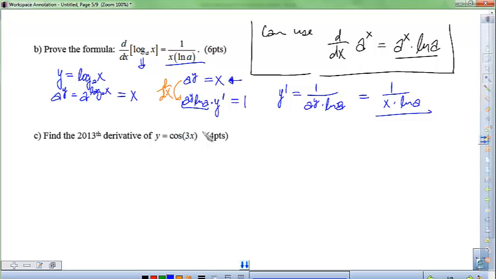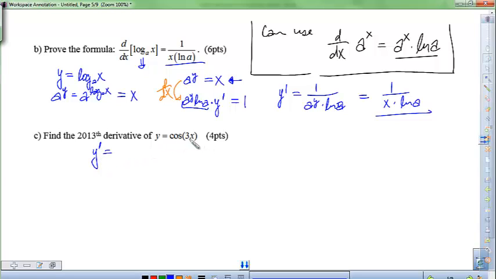Okay, this last theoretical question is asking us to find 2013 derivatives. Wow. Definitely don't want to take the derivative 2013 times. Well, let's at least take the derivative 3, 4, maybe 5 times to see if we can find a pattern. So let's do y prime.